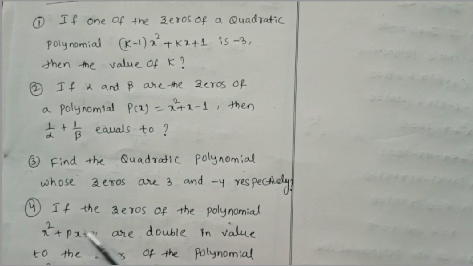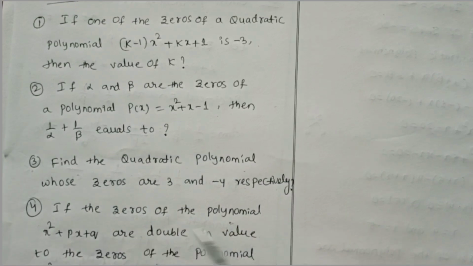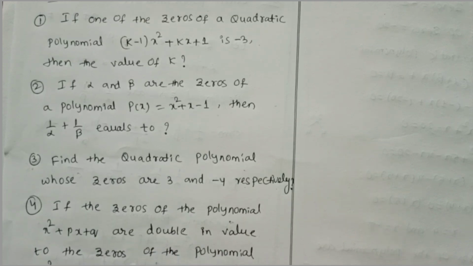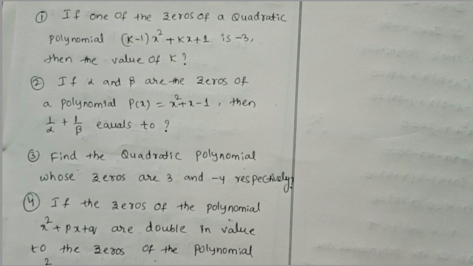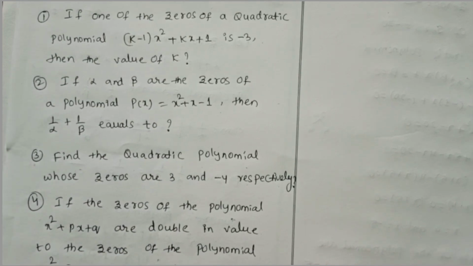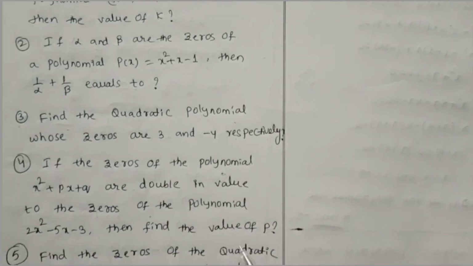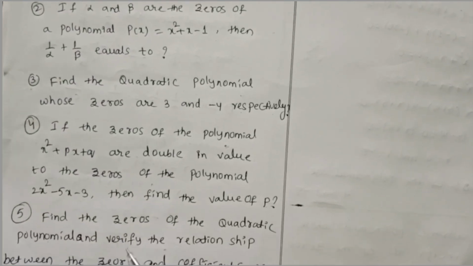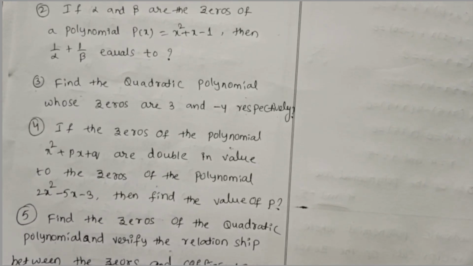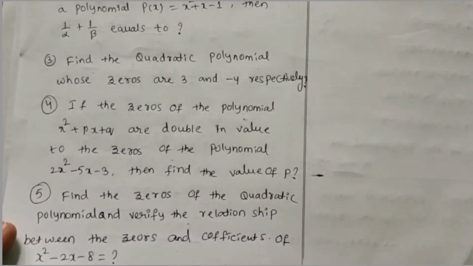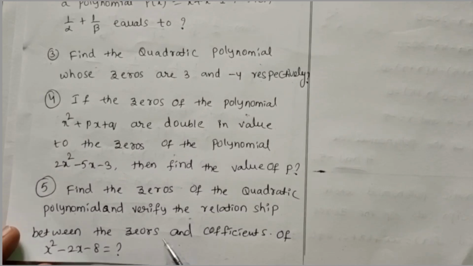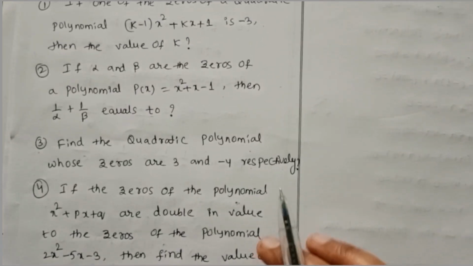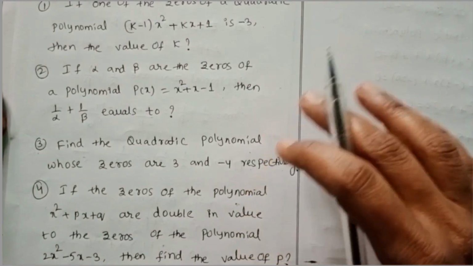Next, fourth question, if the zeros of the polynomial x square plus px plus q are double in value to the zeros of the polynomial 2x square minus 4x minus 3, then find the value of p. Last question, find the zeros of the quadratic polynomial and verify the relationship between the zeros and coefficients of x square minus 2x minus 8. If you practice these questions, this is more than enough for polynomials.